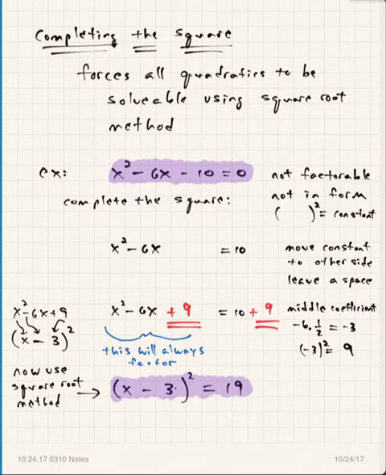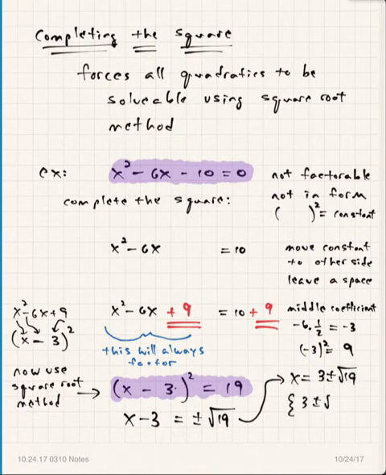So you take the square root of both sides of the equation and you get x minus 3 equals, don't forget the plus or minus, plus or minus the square root of 19. 19 is a prime number. It has no factors besides 1 and 19, so it is not something you can simplify any further. So you just leave it as the square root of 19. Then finally, you solve for x by adding 3, and you get 3 plus or minus the square root of 19. That's my solution set, and we've solved the equation by completing the square.